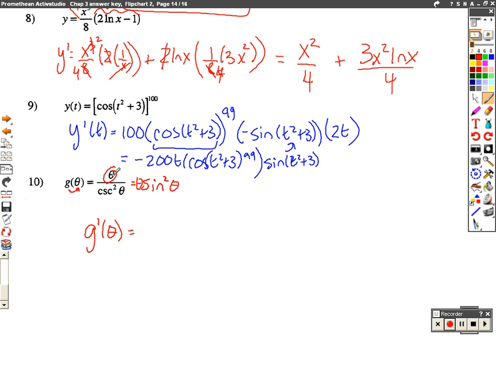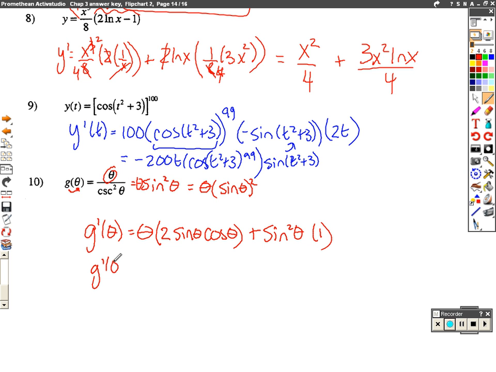Okay, so now we've got a product rule. We've got theta times the derivative of sine squared. And the derivative of sine squared, this really is theta times the sine of theta squared. So it's a power rule. It's 2 sine of theta to the power 1 less, which is now 1, times the derivative of the sine, which is the cosine of theta, plus that second term, sine squared of theta, times the derivative of theta, which is just 1. All right, g prime of theta.